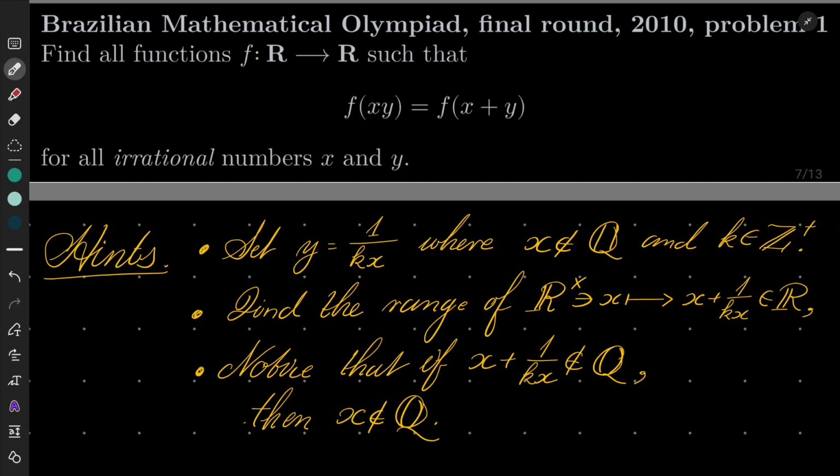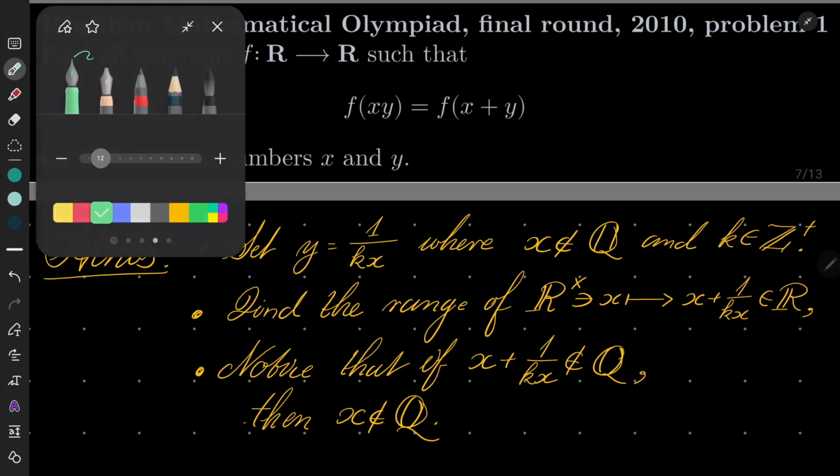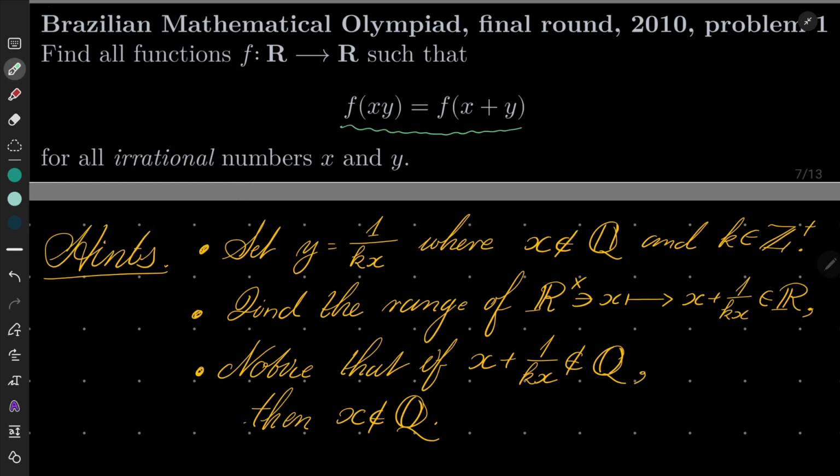Hello friends, in this video I'd like to solve the following problem from the Brazilian Mathematical Olympiad, final round, year 2010, problem number 1. We want to find all functions f from the set of real numbers into itself, such that f of x times y equals f of x plus y for all irrational numbers x and y. So the function is given on the whole field of real numbers, but this functional equation needs to be satisfied only for irrational numbers.